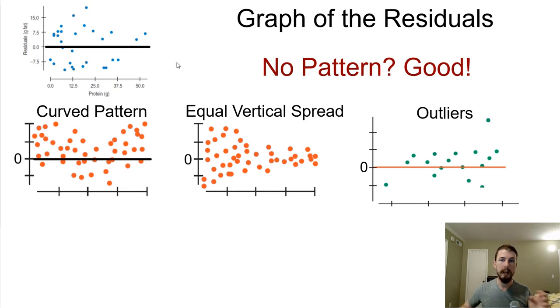Don't worry about the actual spread, because when you're doing the zoom stat, even if there's hardly any spread, they're still going to zoom in on the residuals. It'll just be that these numbers will be smaller. Okay, so don't worry about the spread unless there's unequal vertical spread.